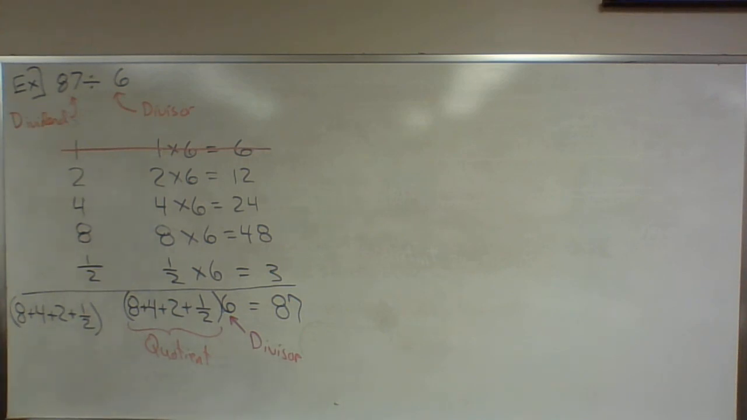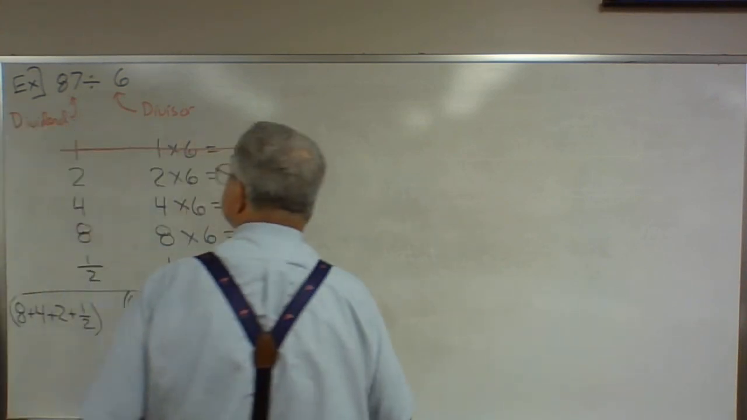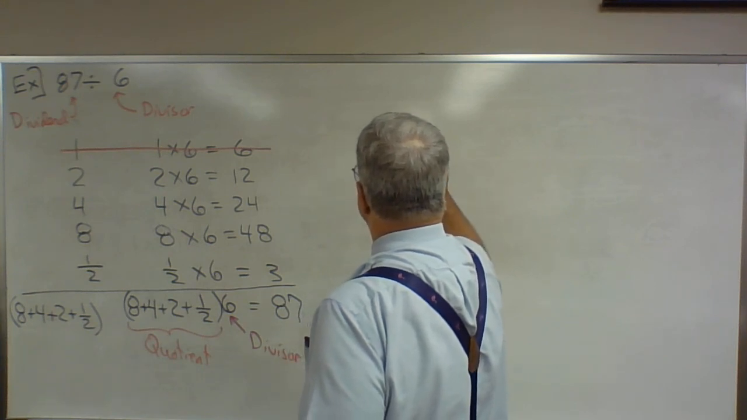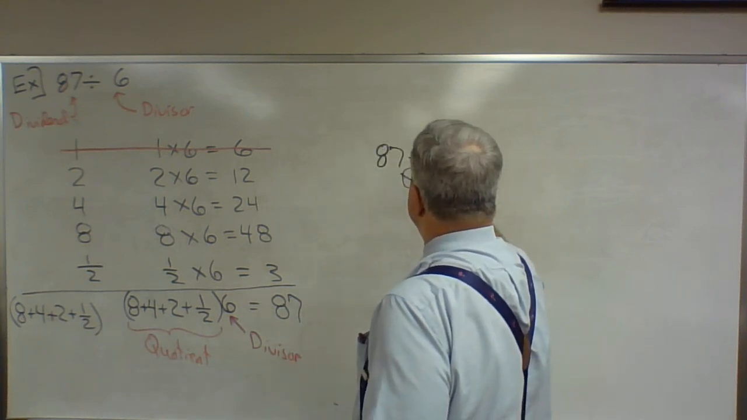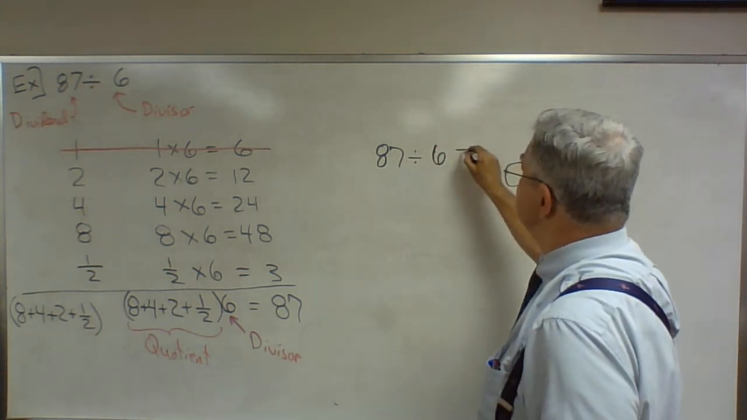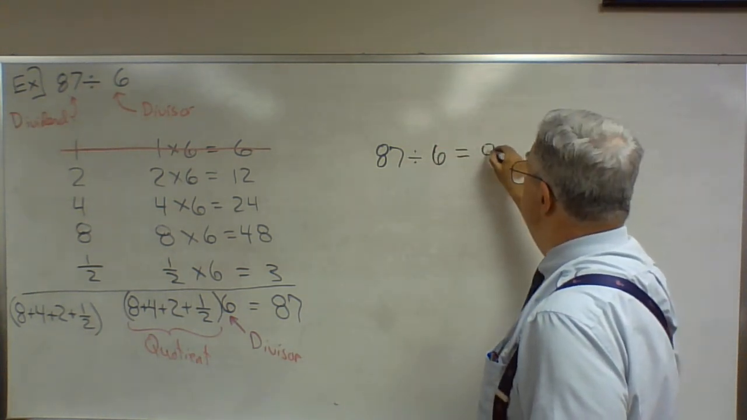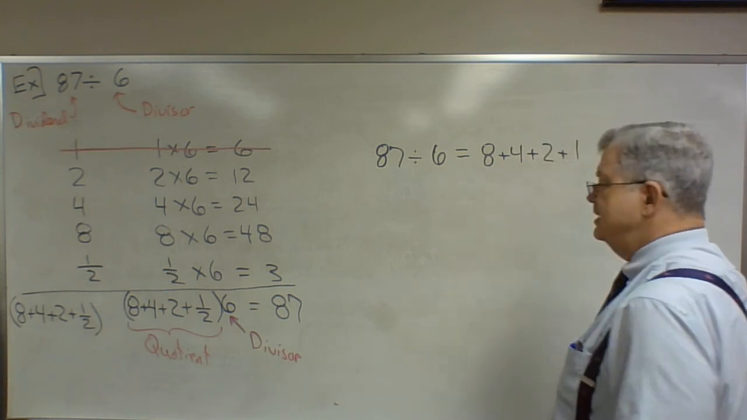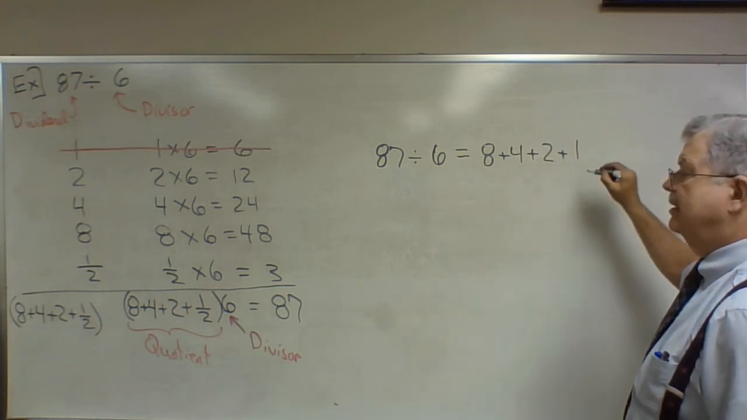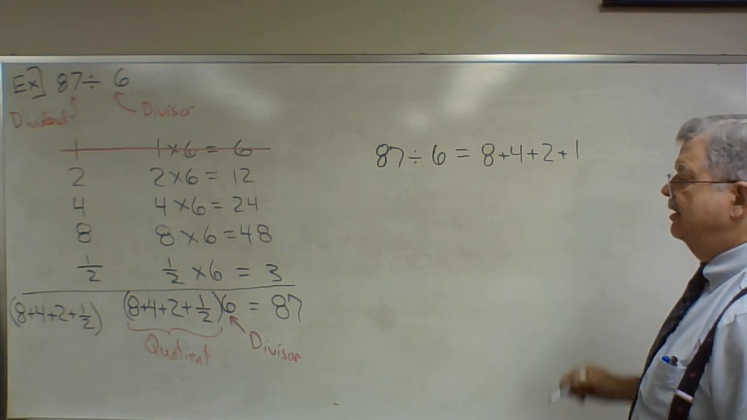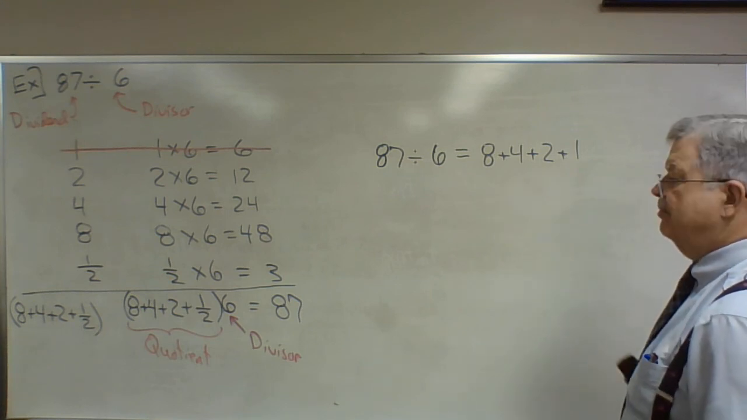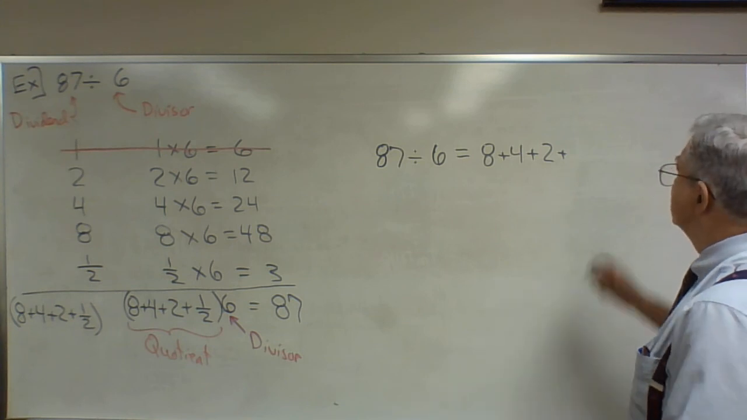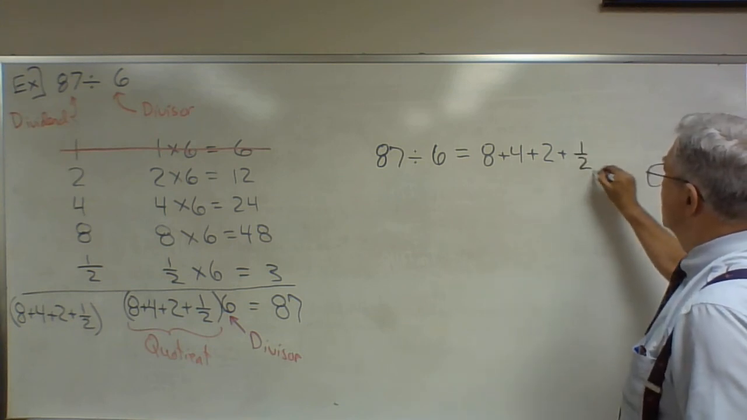So let's write our result out. 87 divided by 6 is equal to 8 plus 4 plus 2 plus 1/2.